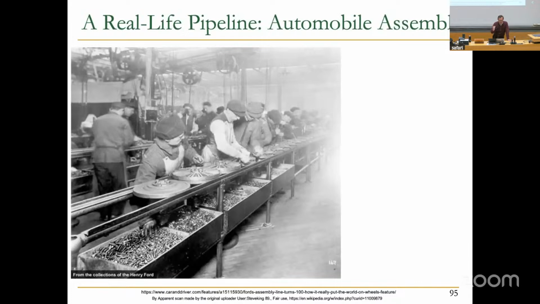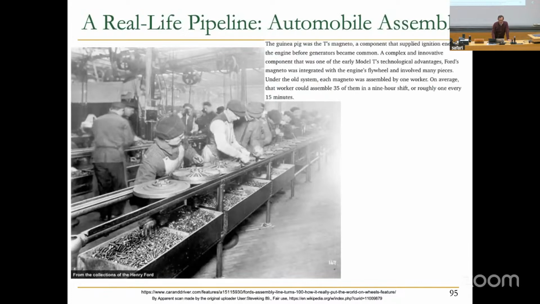This is just for fun. These are automobile assembly lines. One of the main things this was tested on was a particular part. This is a Ford assembly line from a long time ago, early 20th century, before everybody here was born, including myself. They had this component that supplied ignition energy to the engine before generators became common, and they called this the magneto. It was a pretty complex and innovative component at the time, and they had to build an assembly line to assemble it.